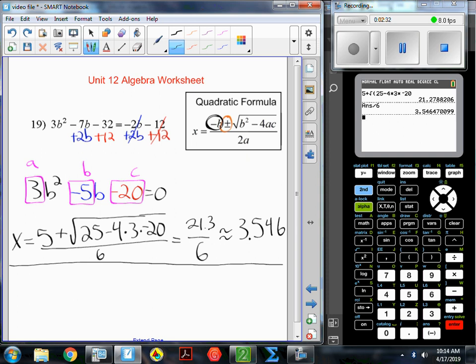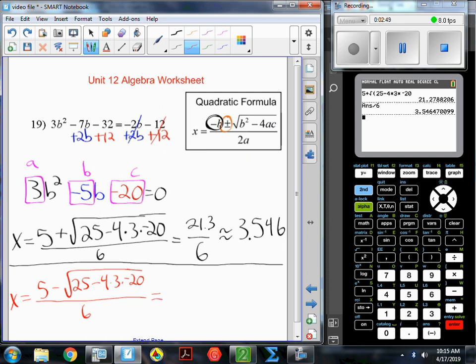I'm going to do this whole thing again with the minus. So x equals 5 minus the square root of 25 minus 4 times 3 times negative 20, all over 2 times the 3. 2 times the 3 is the 6.